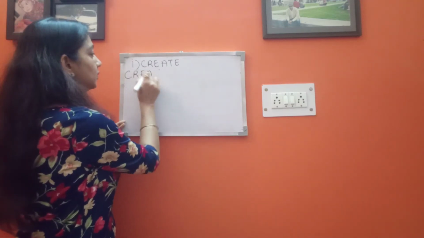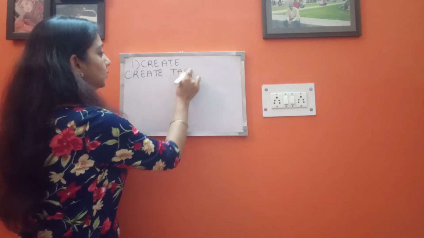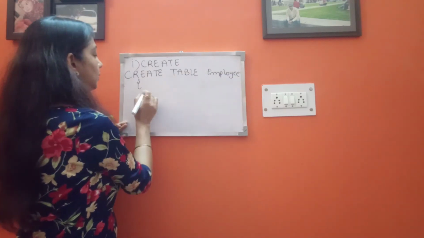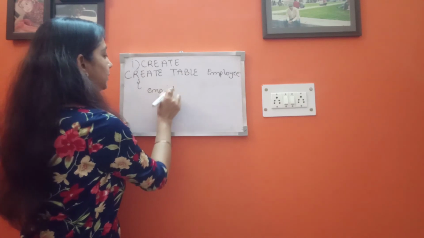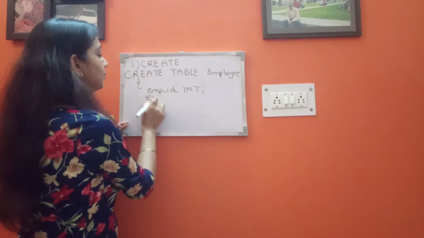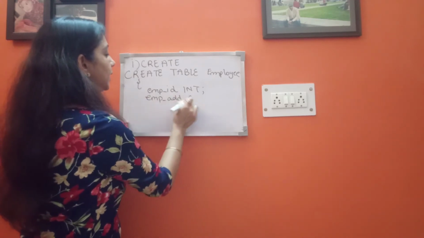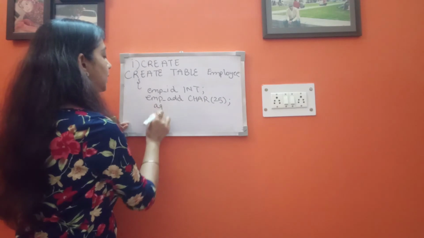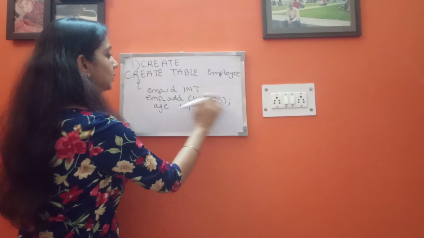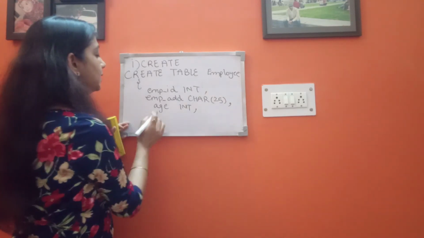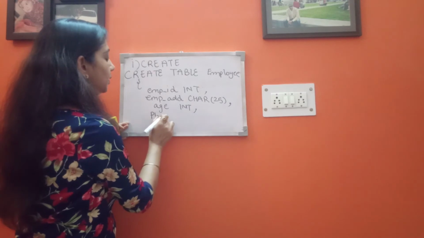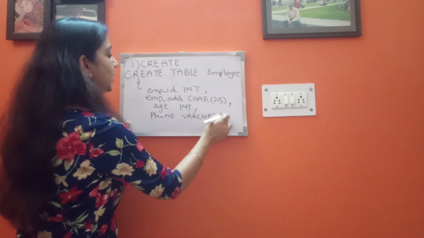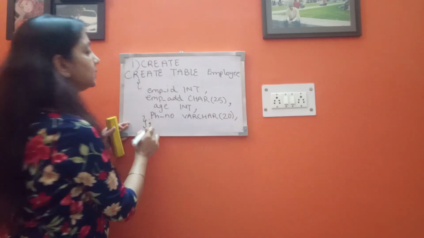Create table employee, column name employee ID, its data type int, then column name employee address, its data type char 25, column name employee age, its data type int, then column name phone number, its data type varchar 20, and then closing parenthesis and a semicolon.